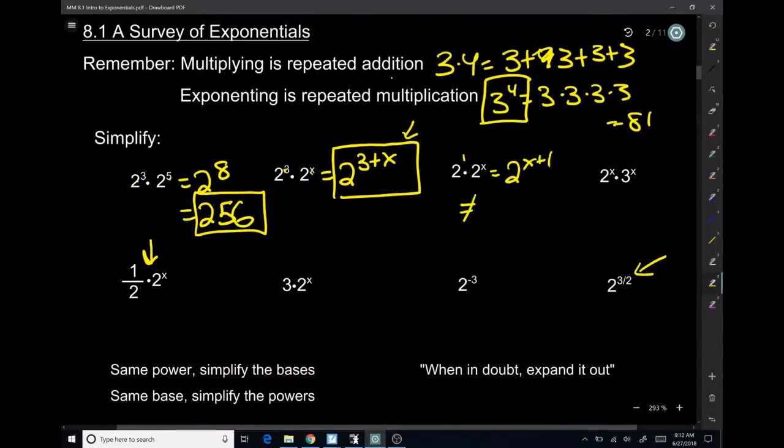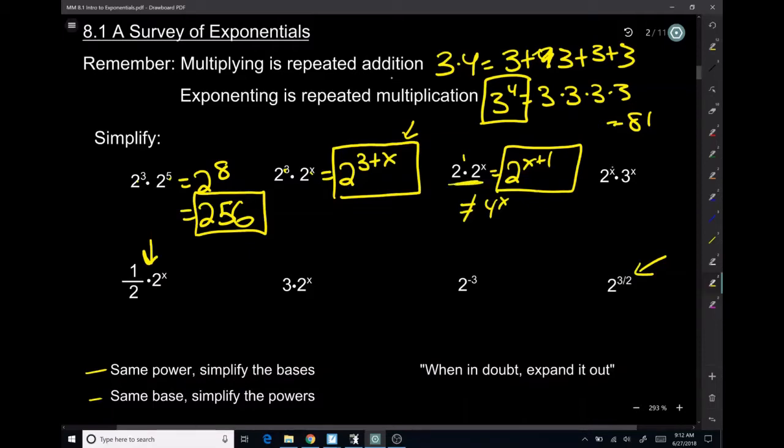This is 2 to the 1st, so it's 2 to the x plus 1. It is not 4 to the x. Those are very, very different. So don't think of that as 4 to the x. You can't multiply those bases. The rule is, if you have the same power, simplify the bases. If you have the same base, simplify the powers.